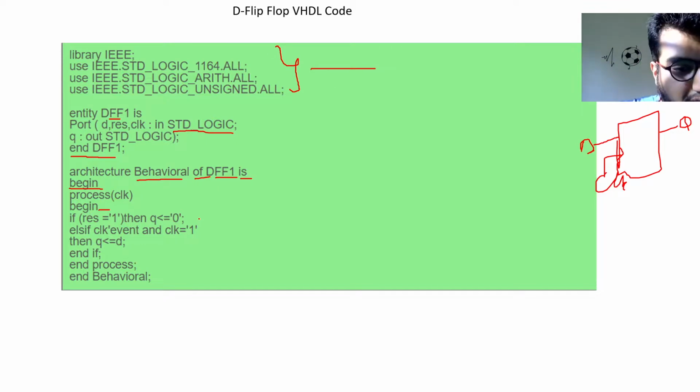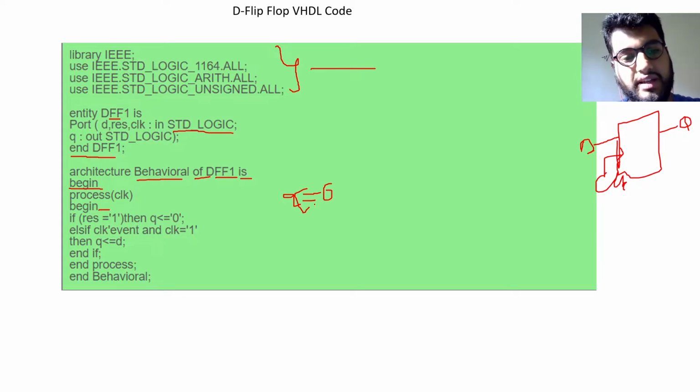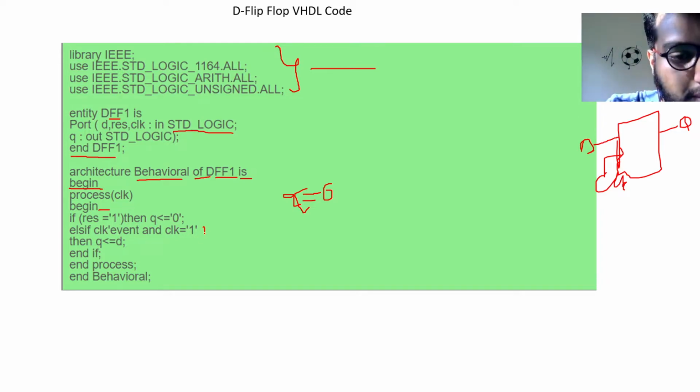Begin, followed by if reset equal to 1. Whenever this reset signal is equal to 1, my q will be assigned the value 0. This was pretty much straightforward. When we reset the flip flop, we assign the value 0. Now this part is interesting. This is the main part of the code.